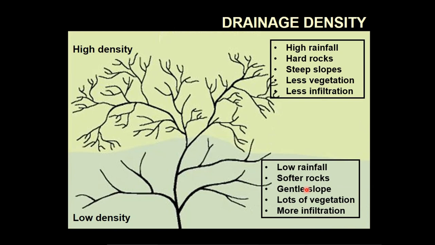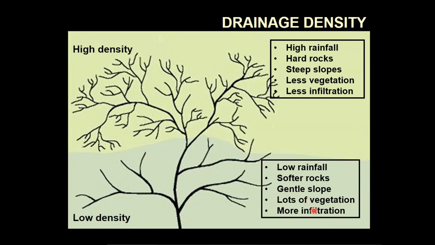So gentle slope means, if I look at a slope, you all know the difference between a steep slope and a gentle slope, right? So when I have gentle slope, it means that the water is going to flow down and the water won't cause any erosion and so forth. But then lots of vegetation. So the water doesn't run off. So it actually soaks into the ground.